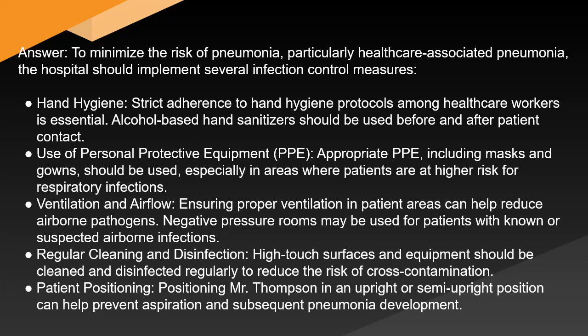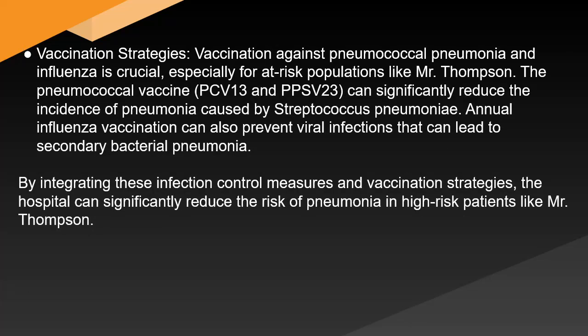Patient positioning. Positioning Mr. Thompson in an upright or semi-upright position can help prevent aspiration and subsequent pneumonia development. Vaccination strategies. Vaccination against pneumococcal pneumonia and influenza is crucial, especially for at-risk populations like Mr. Thompson. The pneumococcal vaccine PCV can significantly reduce the incidence of pneumonia caused by Streptococcus pneumoniae. Annual influenza vaccination can also prevent viral infections that can lead to secondary bacterial pneumonia.